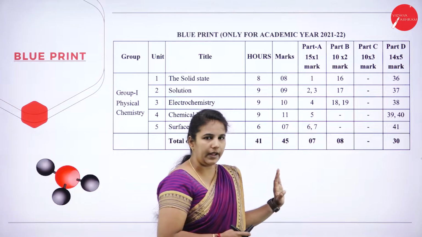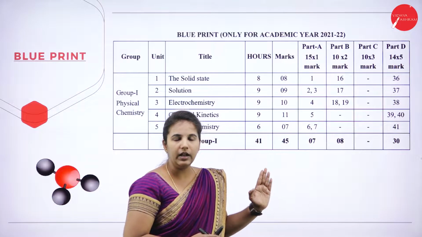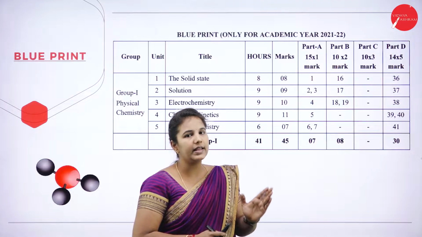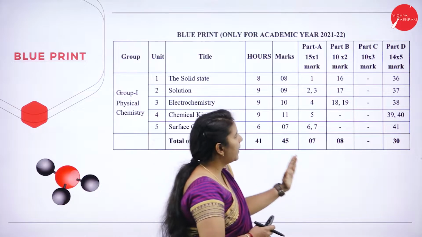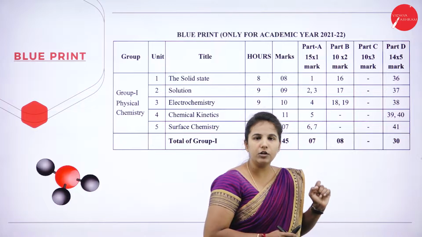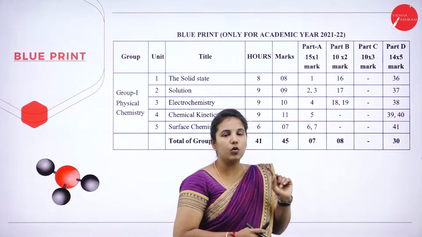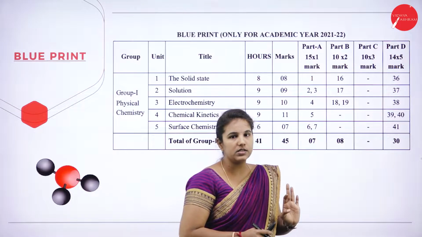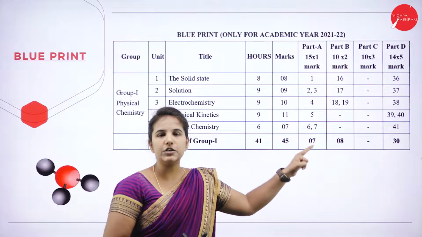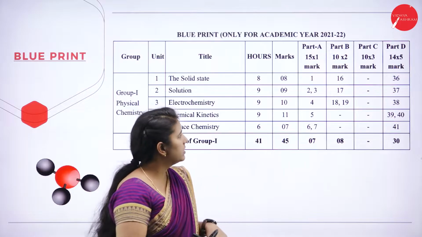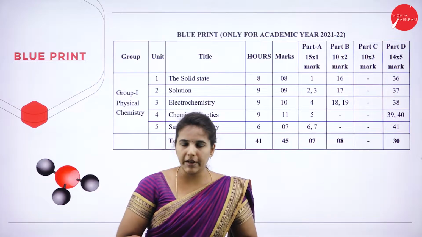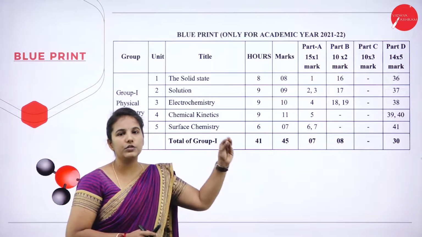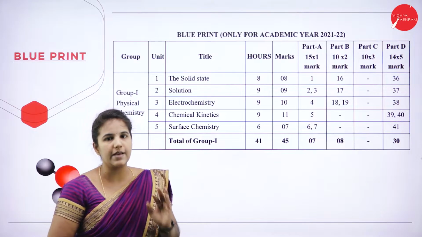Again, in part B, there are 10 questions. You need to attend only 5. Each question will carry 2 marks. Again, in part C, there are 10 questions. You need to attend only 5. Each question will carry 3 marks. In part D, you are going to attend only 5 questions, which carry 25 marks. So the total weightage of the chemistry paper you are going to write is 70.